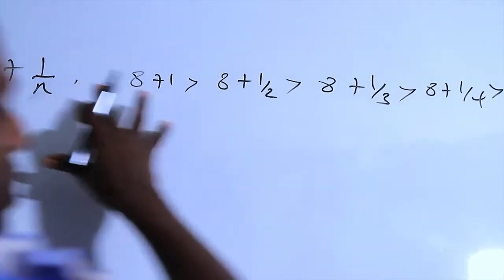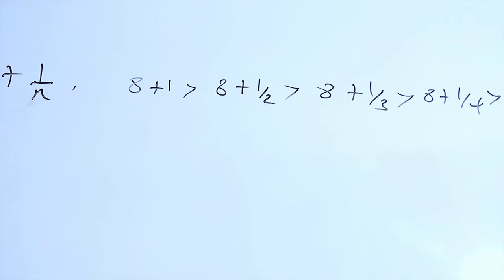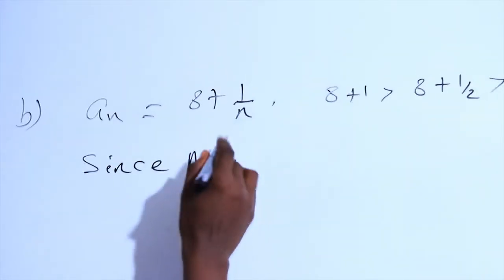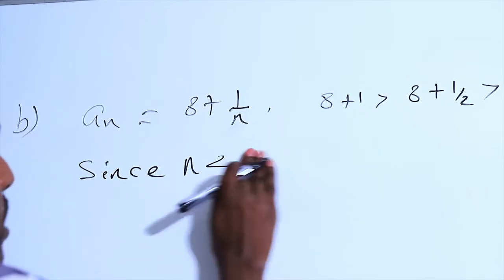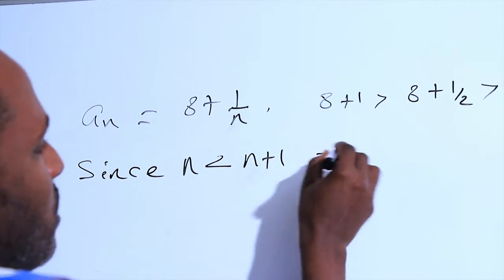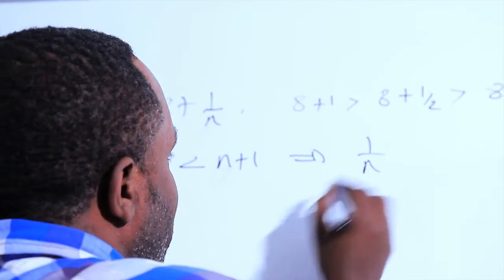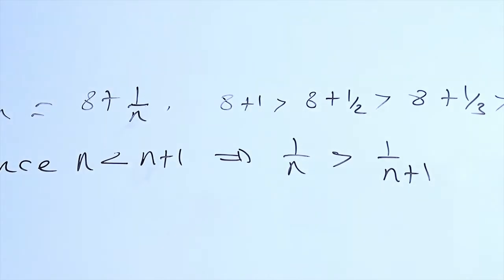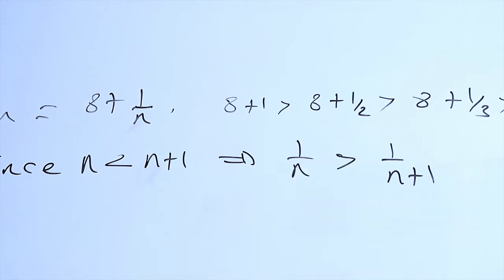But this is not enough to say whether or not the given sequence is increasing or decreasing. So since we know that n is less than n plus 1, this implies that taking the reciprocal on both sides, 1 over n is greater than 1 over n plus 1. We know that n is less than n plus 1, so 1 over n is greater than 1 over n plus 1.